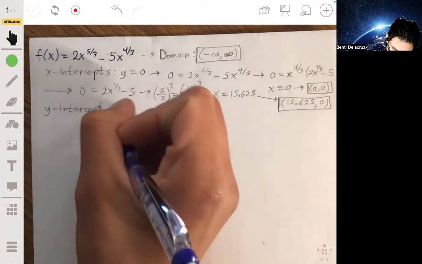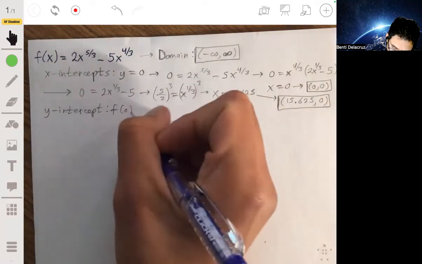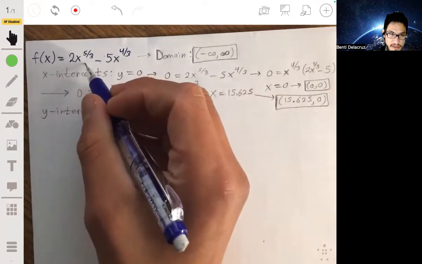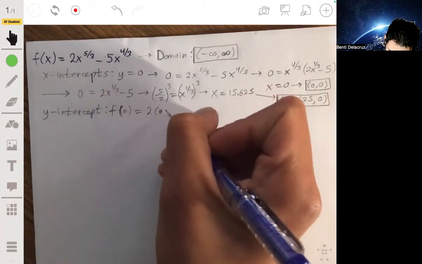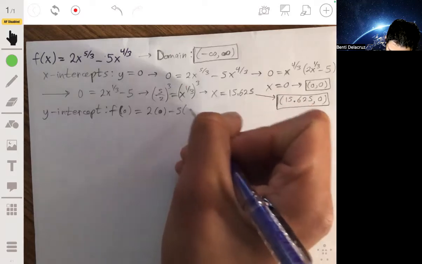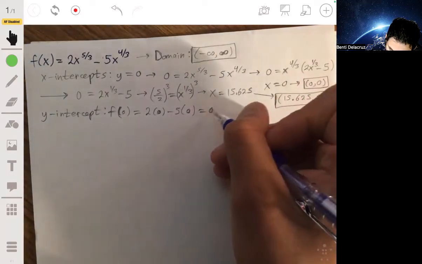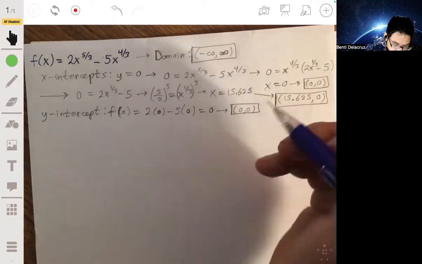For that, we just find f of 0, the value of the function when x is 0. That's simple. You just plug in zeros, and it'll be 0, so (0, 0), 2 times 0 minus 0. It's already right here, so I don't even know why I did this again. Doesn't hurt. Okay, so we've got those.